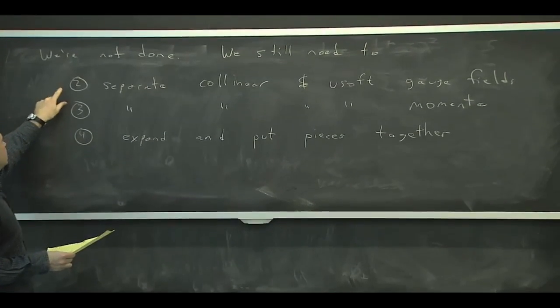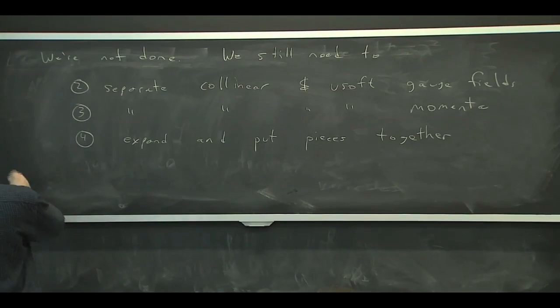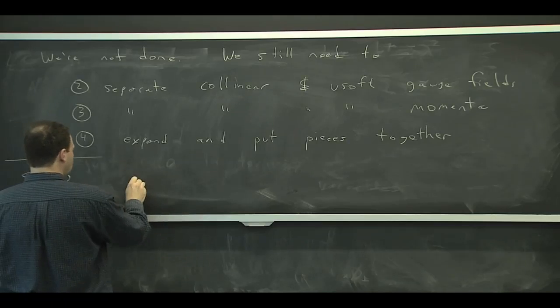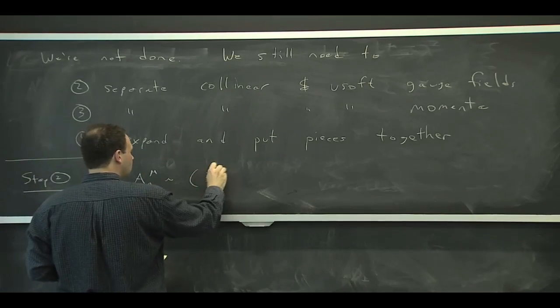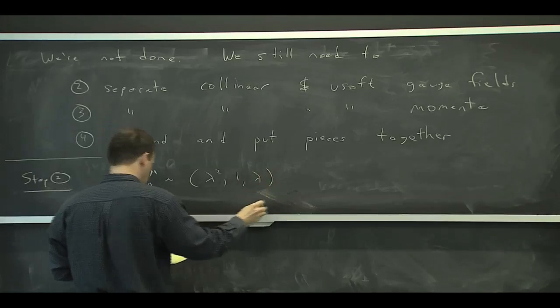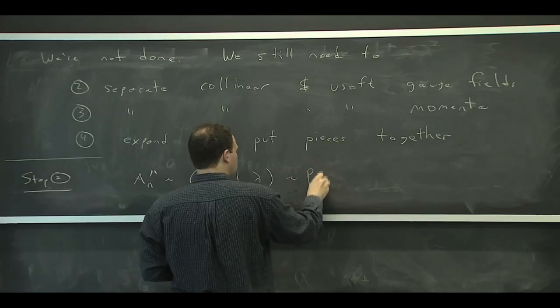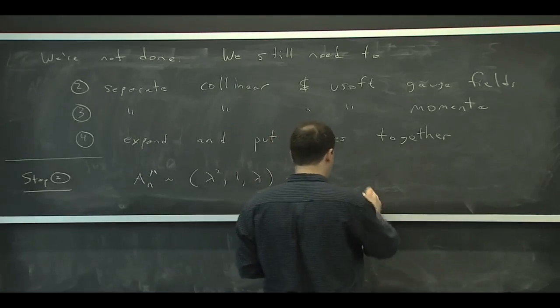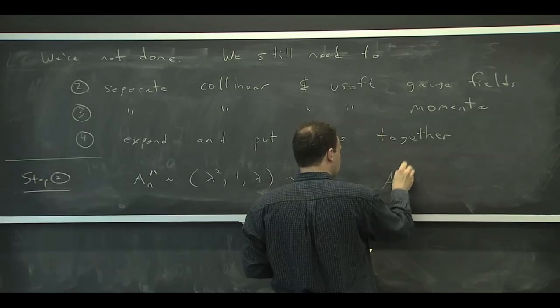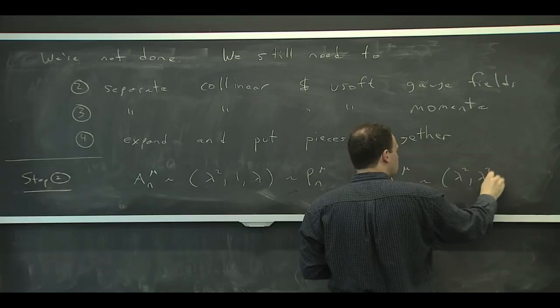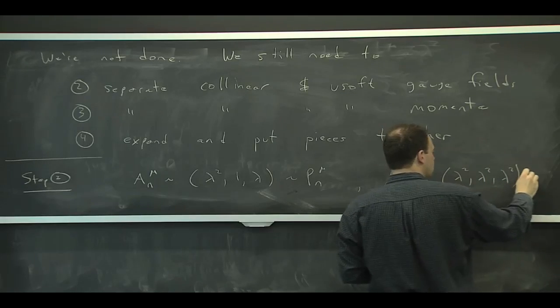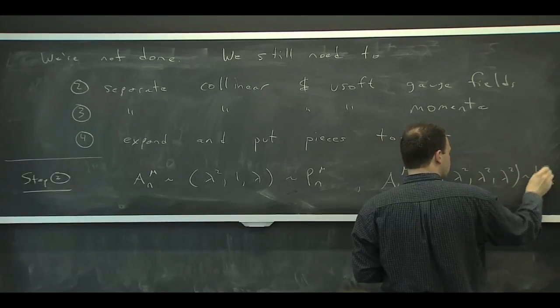OK, so let's start with this second step. This is step 2. So remember what the power counting was. The collinear gluons had this scaling. The ultrasoft gluons have this scaling, which is the same as an ultrasoft momenta.